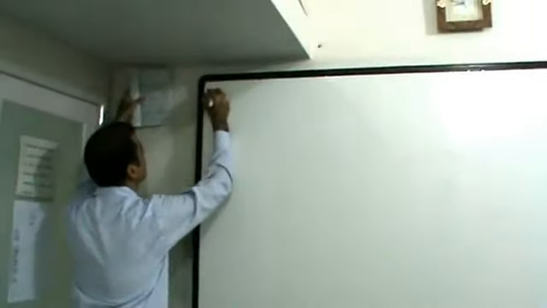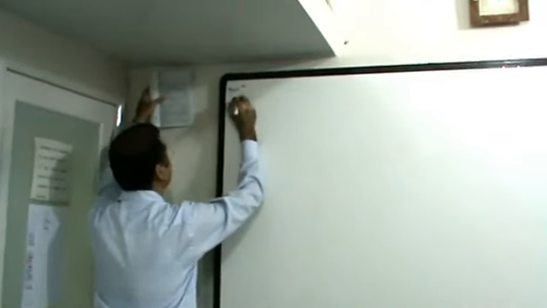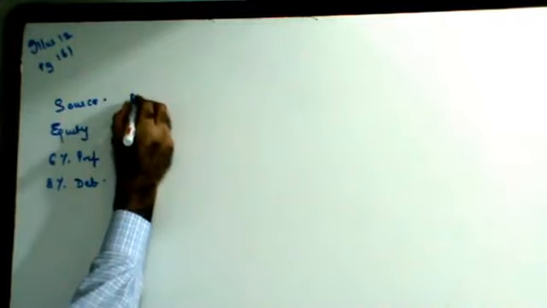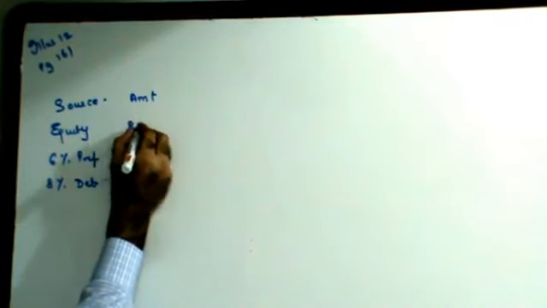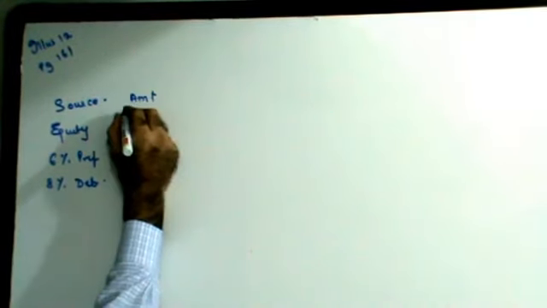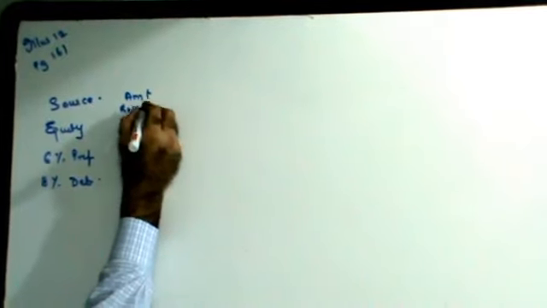Let's see this. Illustration 12, page 161. They've given you Ahora company has the following capital structure, right? The sources are given to you as equity shares, 6% preference shares and 8% debentures. Amount is given to you as 80 lakhs, 20 lakhs and 60 lakhs. Rupees in lakhs.